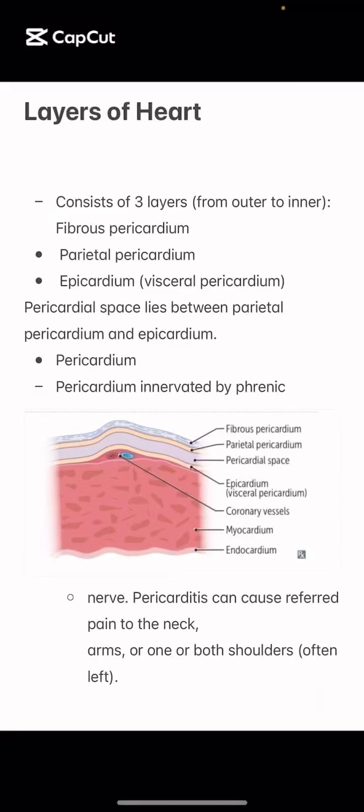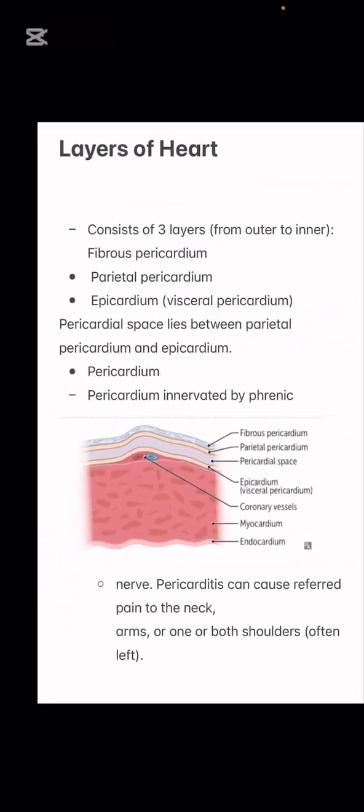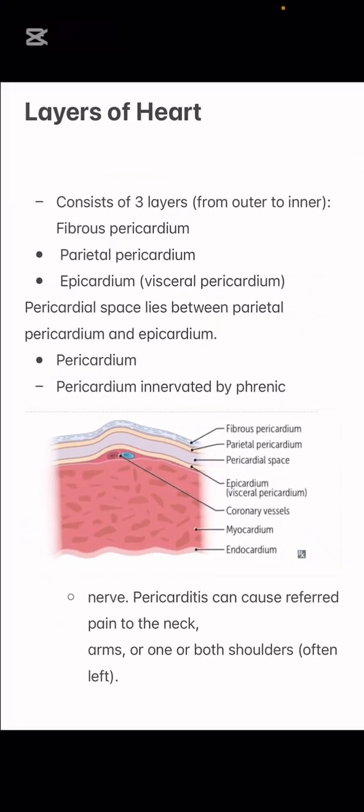So I am going to tell you about the layers of the heart. It consists of three layers. From outer to inner there are three layers: fibrous pericardium, parietal pericardium, and epicardium. Epicardium is the visceral pericardium, and the pericardial space is between the parietal pericardium and epicardium.